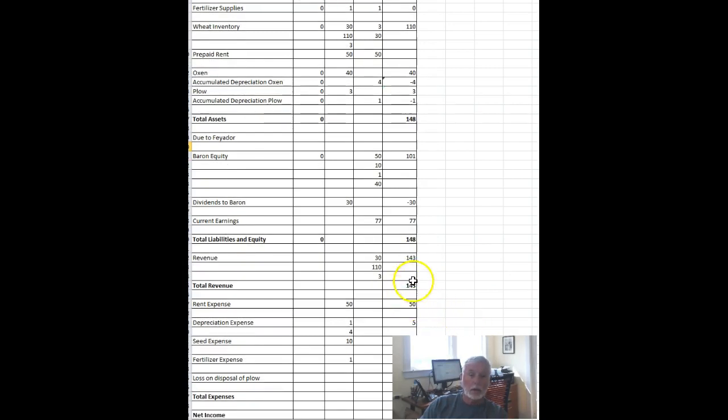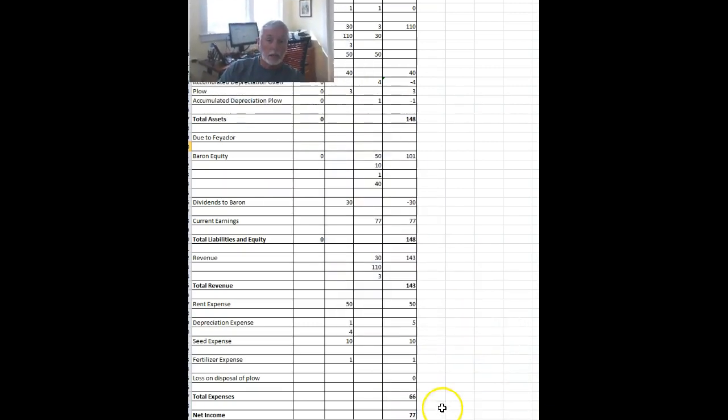The income statement for Jules is 143 in revenue, so 30, 110, and 3, 143. His expenses: 50 bushels in rent expense, 5 bushels in depreciation expense, 10 bushels in seed expense, 1 bushel in fertilizer expense. Didn't have any loss on the disposable plow, but his compatriot did. So he had total expenses of 66, and 77 is his net income.